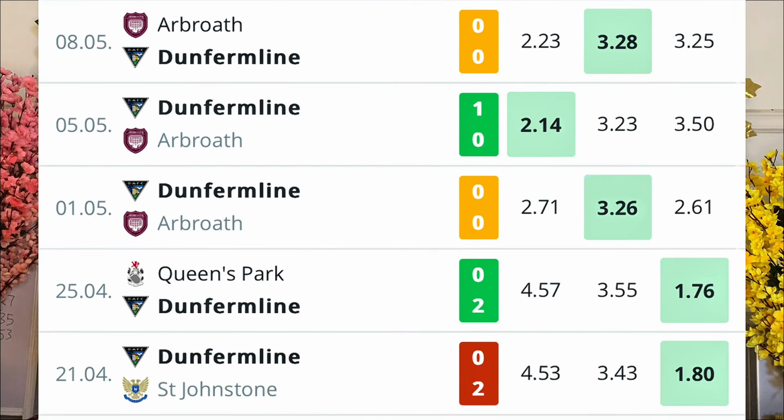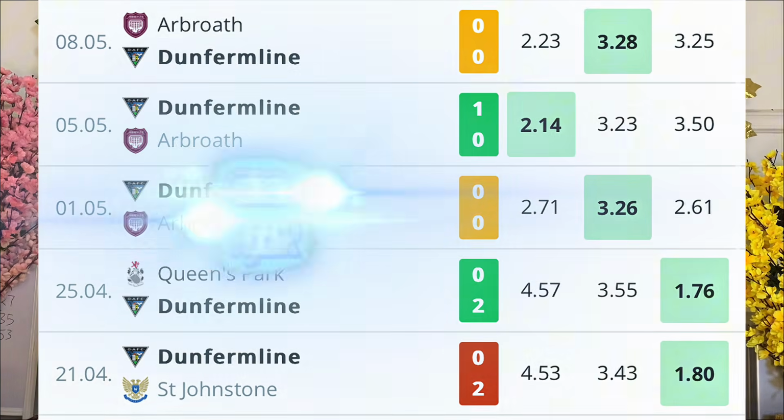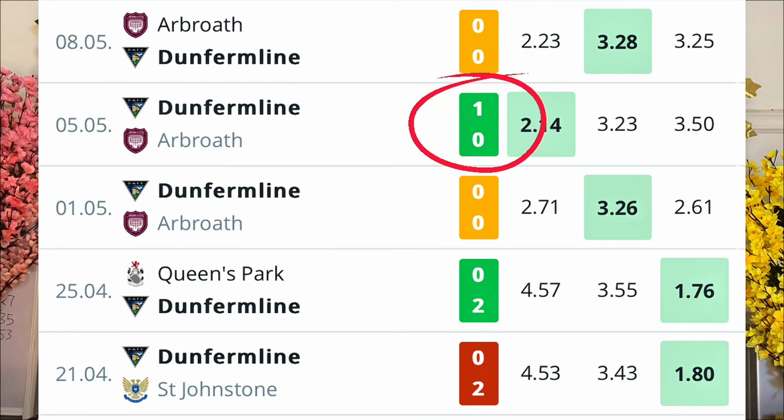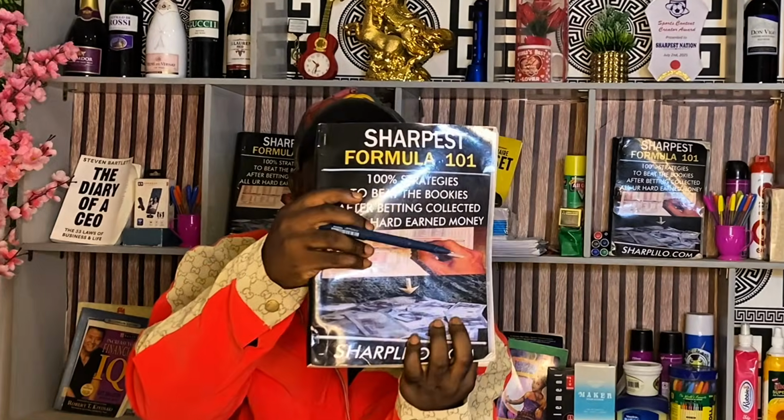The teams that you can predict for correct score are teams that can't score 3 goals on their own, and their opponent must not score 3 goals on their own as well. The most goals they can score is 1 to 2 goals. That is the reason why you need to look at teams that normally play 1-0, 0-0, 1-1, 2-1 in their last 5 matches. And right away, using Sharpest Formula 101, let's do the calculation together.